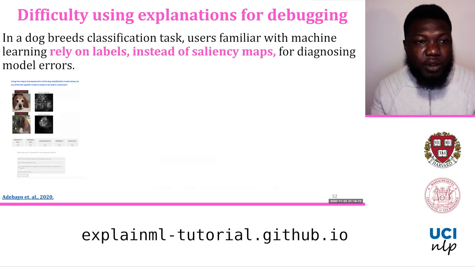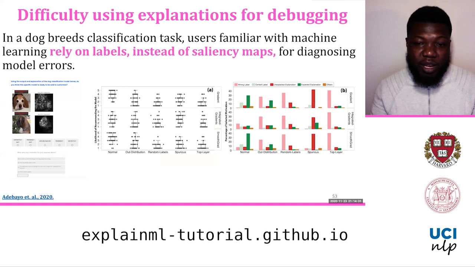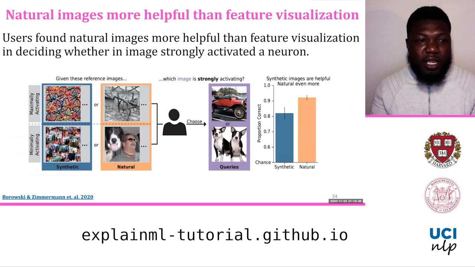Amazon Mechanical Turkers, whom we can also think of as lay users, are not able to do this. In a recent paper, end users were shown saliency maps for different models that were supposed to classify dogs into different breed classes. Here, the end users relied more on the labels instead of the saliency maps to identify models that have bugs. In a last case, in recent work, Borowski and Zimmermann conducted a user study to compare natural images with feature visualizations and identify images that strongly activate a particular neuron. Here they found that natural images were more helpful than the feature visualizations for end users in selecting images that strongly activated intermediate neurons.